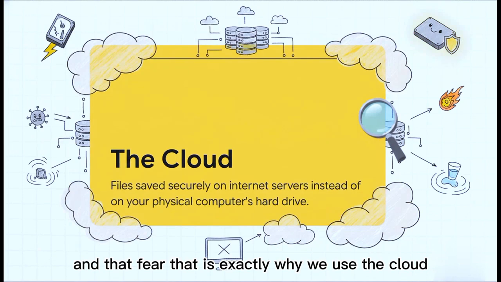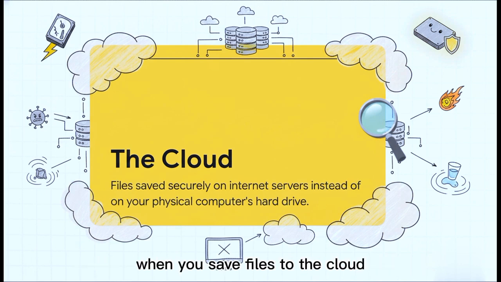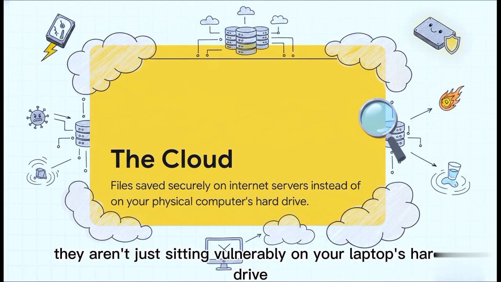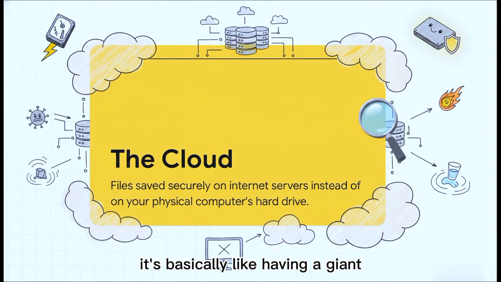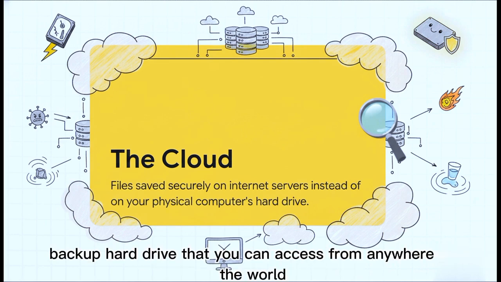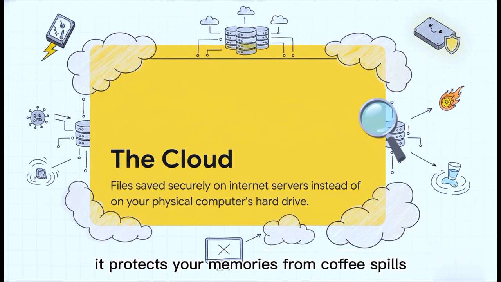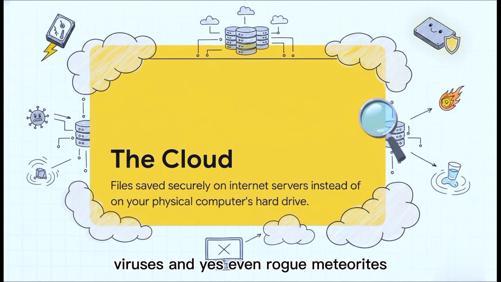And that fear, that is exactly why we use the cloud. When you save files to the cloud, they aren't just sitting vulnerably on your laptop's hard drive. They are saved incredibly securely on remote internet servers. It's basically like having a giant, indestructible backup hard drive that you can access from anywhere in the world. It protects your memories from coffee spills, viruses, and yes, even rogue meteorites.